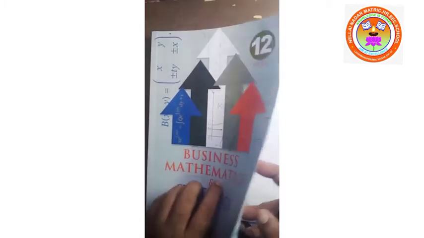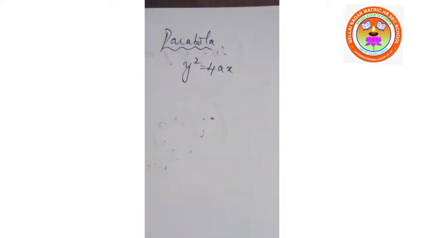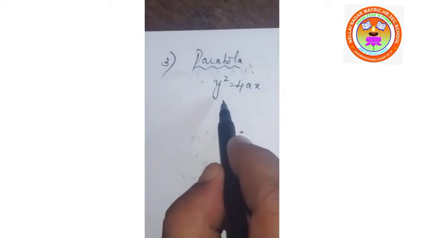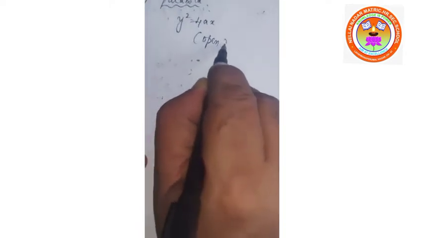Now problem number 3. Calculate the area bounded by the parabola y squared equal to 4ax and its latus rectum x equal to a. Actually, 4 types of parabolas I have already learnt in 11th standard. Y squared equal to 4ax is open to the right.